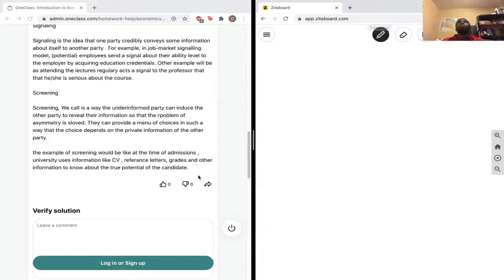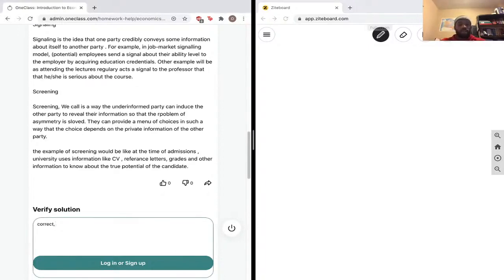Another example of this would also be when you get a job, your employers usually do a background check, and that's another way of screening because they want to know if you're actually legally allowed to participate in this job. They want to check your record, they want to check your history. You just want to make sure that everything is in line for you to actually start doing the job. So these are great explanations, and they're also correct.